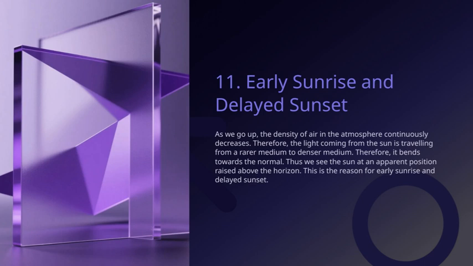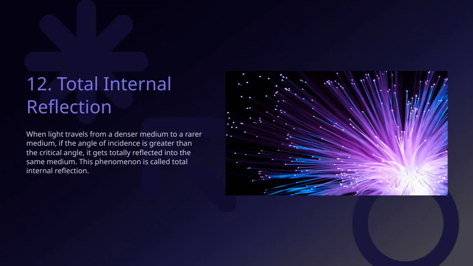It's all about how light bends when passing through layers of different densities in the atmosphere, affecting our perception of the sun's position in the sky. When light travels from a denser medium to a rarer medium, something interesting happens if the angle of incidence is large enough. If this angle exceeds a certain critical value, instead of passing through the boundary, the light gets completely reflected back into the original medium. This is what we call total internal reflection.